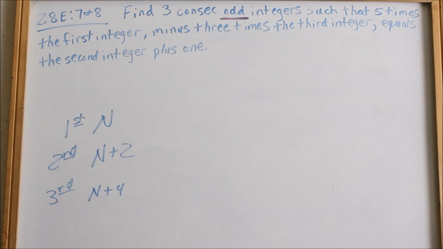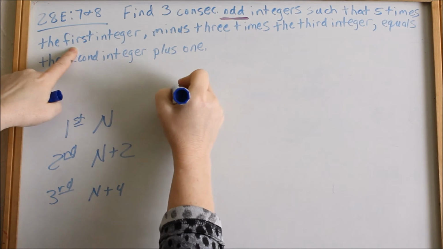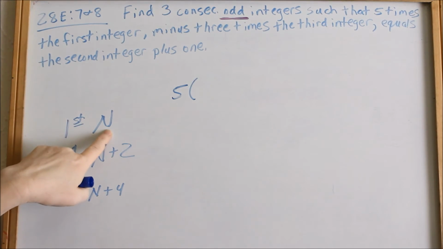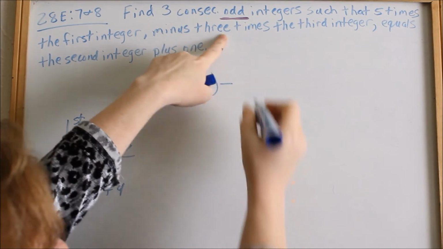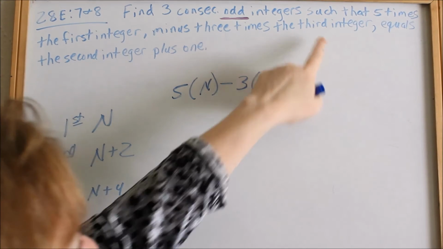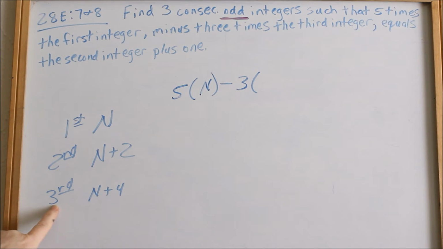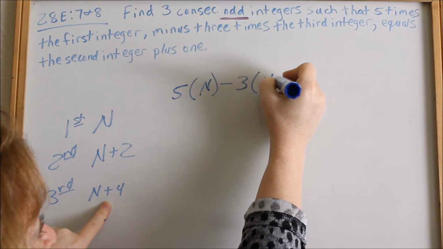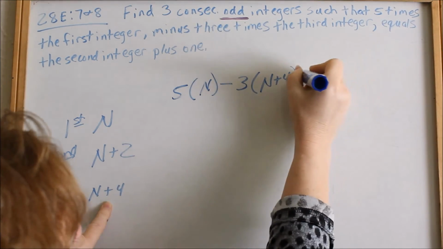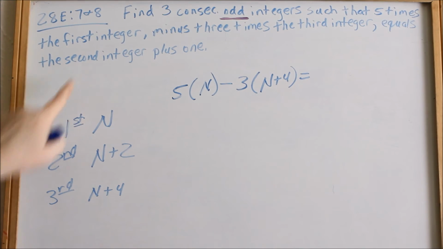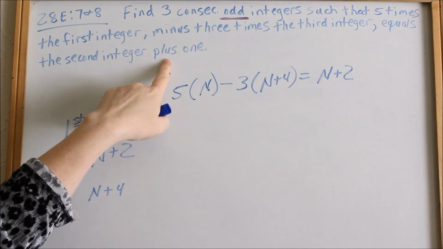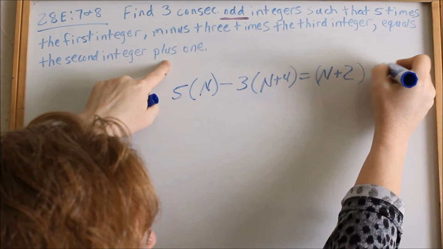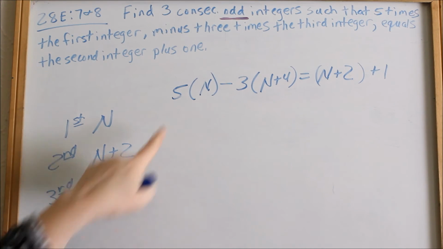So find 3 consecutive odd integers such that 5 times the first integer, so 5 times the first integer is n, minus 3 times the third integer. What's my third integer? It's labeled right here, third, n plus 4, equals the second integer. What's my second integer? n plus 2 plus 1. So I could have parentheses or I can take the parentheses away. Either way. 5n.